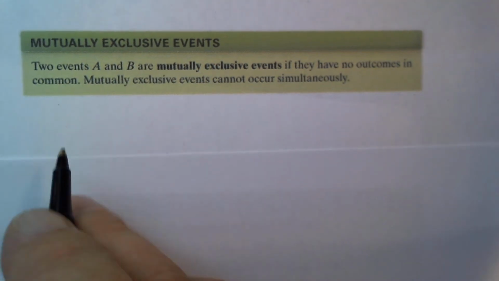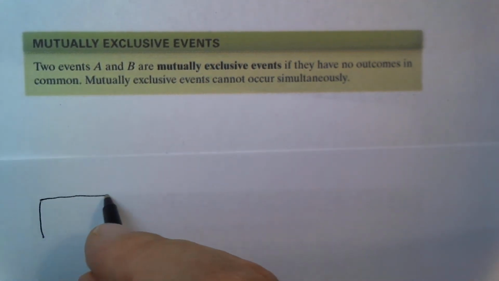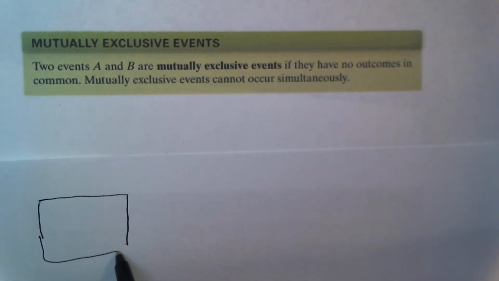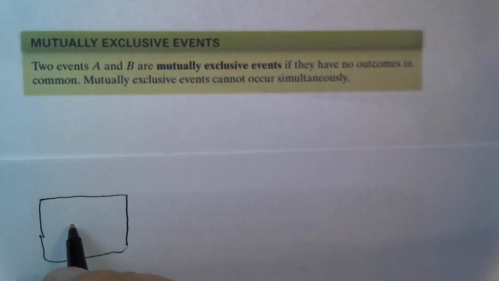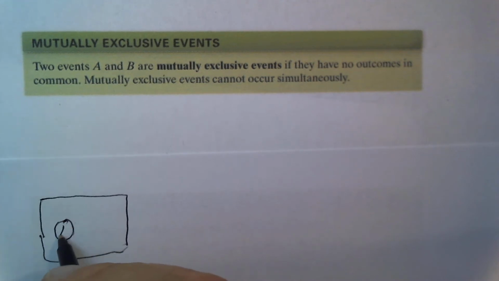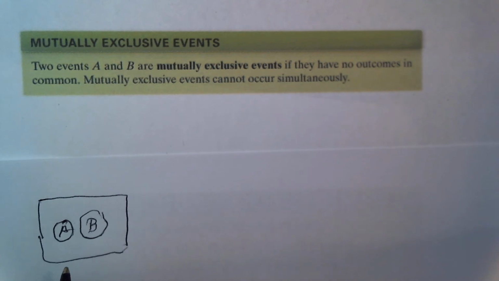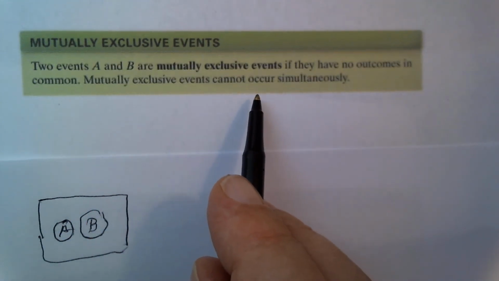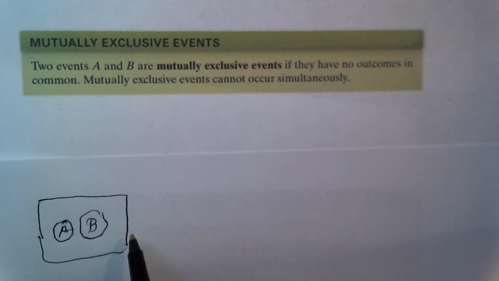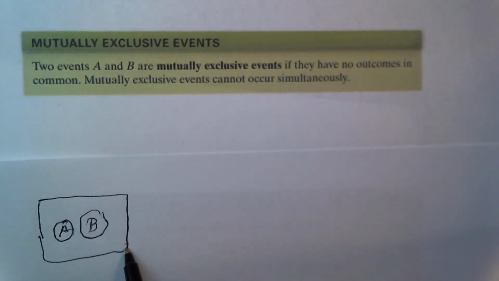This brings us to the topic of mutually exclusive events, and that's very easy to demonstrate in terms of sets. Here is our sample space, and here's set A, and here's set B. So we say that A and B are mutually exclusive events if they have no occurrences in common. In other words, mutually exclusive events cannot occur simultaneously. That's a very simple explanation using sets in this manner.